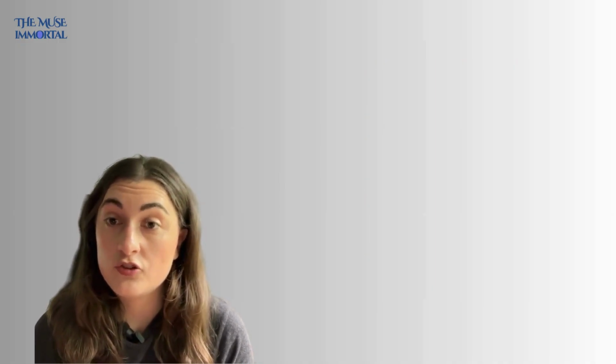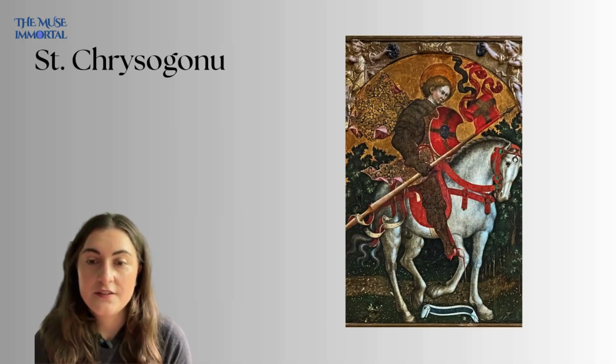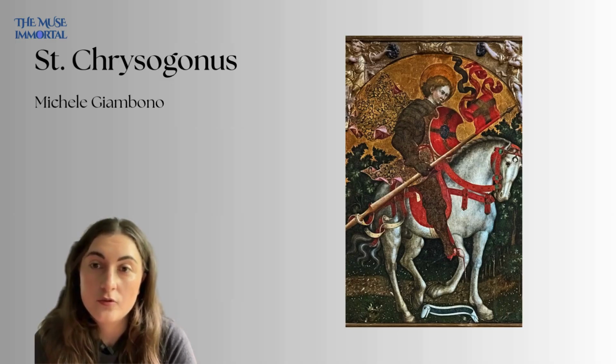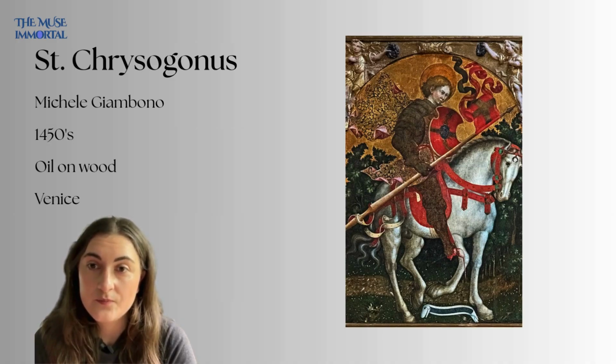I will be going in chronological order to the best of my ability, and therefore we begin today with Saint Chrysogonus, a name I will butcher. So, Saint Chrysogonus was painted by Michele Giambono in the 1450s. It is oil on wood, and it was painted most likely in Venice.